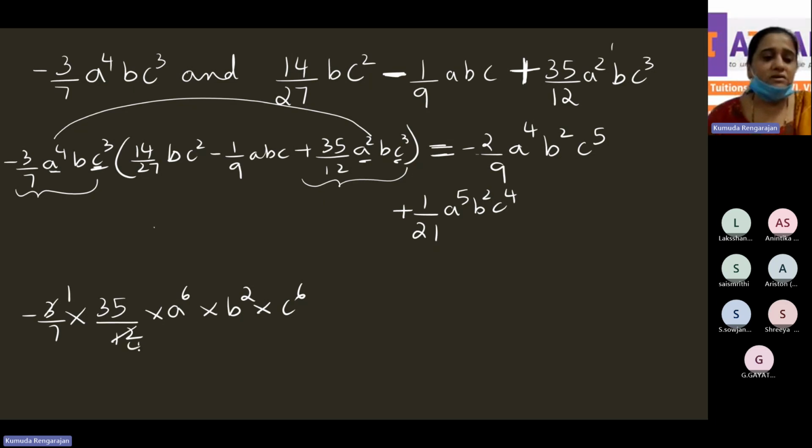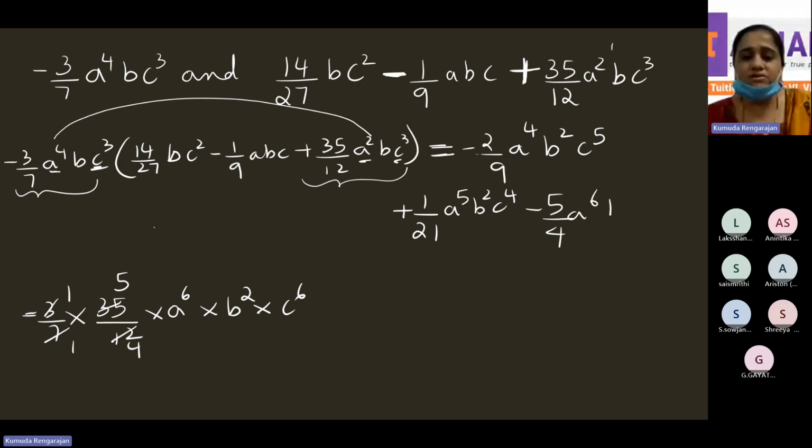3 ones are 3, 3 fours are 12. 7 ones are 7, 7 fives are 35. So minus 1 into 5 is minus 5, and then 1 into 4 is 4. So minus 5 by 4, A to the power 6, B squared, C to the power 6.